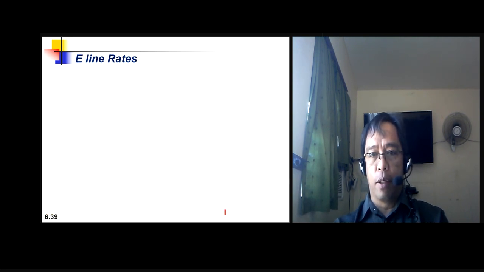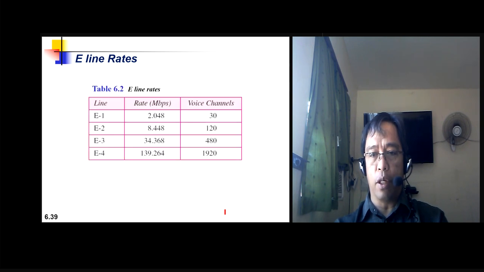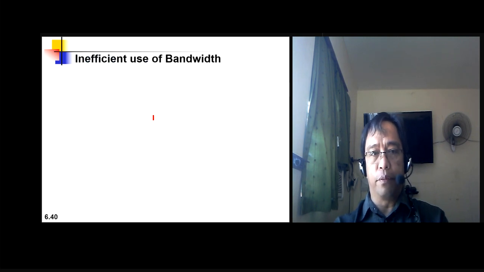E-line frames. Europe uses a version of T lines called E-lines. Table 6.2 shows the E-lines and their capacities. The two systems are conceptually identical, but their capacities differ.